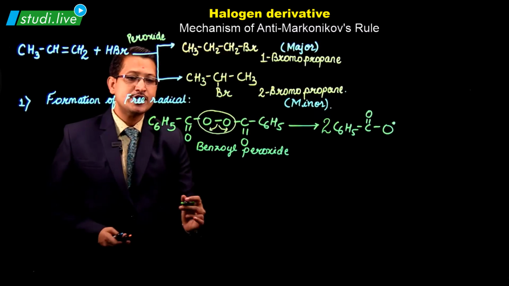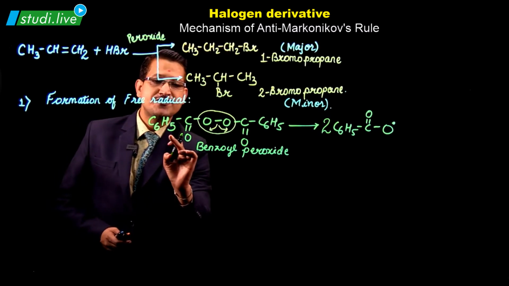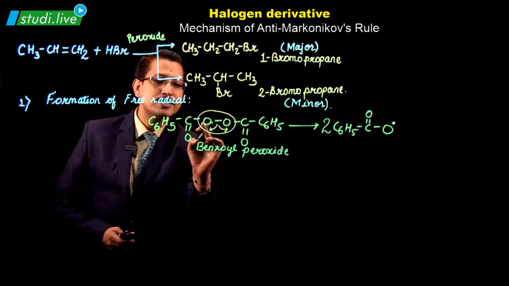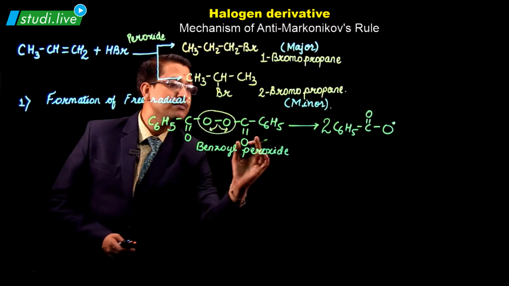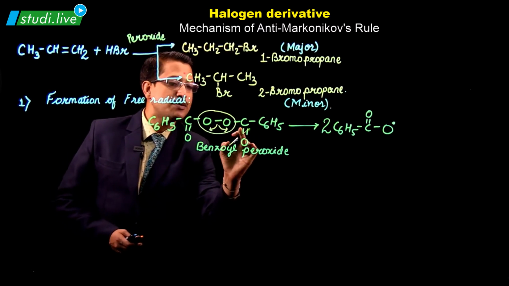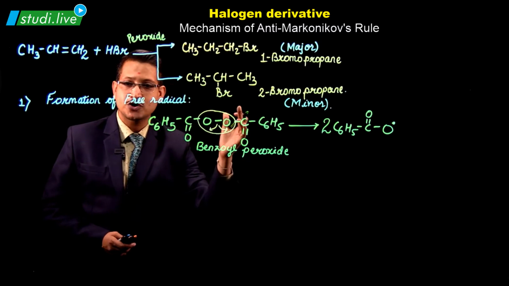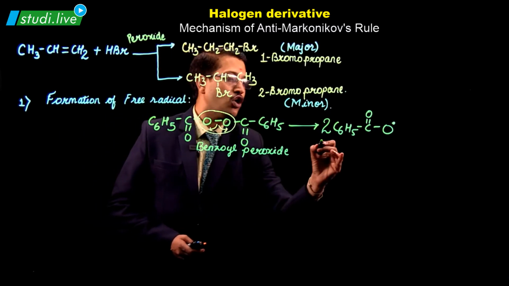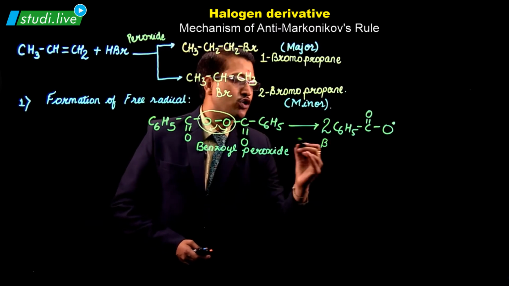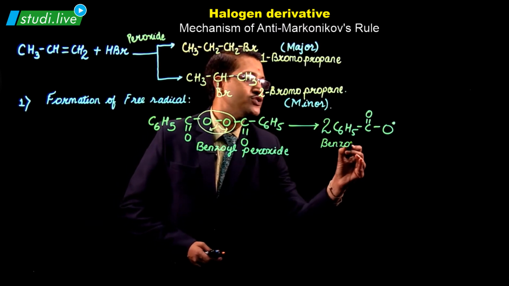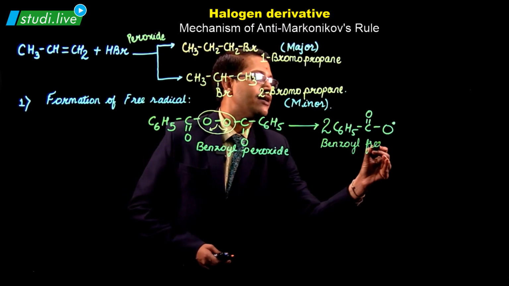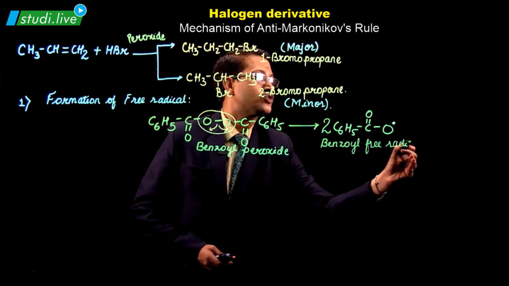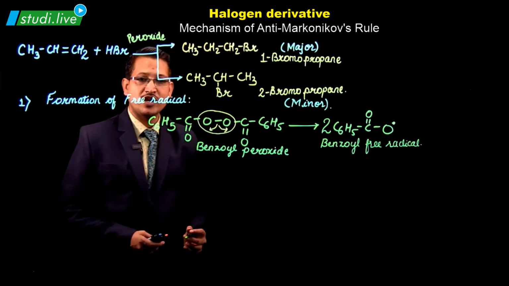I hope this is very clear to all the students. C6H5 C double bond O, single bond O is one group, and C6H5 C double bond O, single bond O is another group. So two molecules are formed from benzoyl peroxide, and these are called benzoyl free radicals. This gives you the formation of benzoyl free radical.